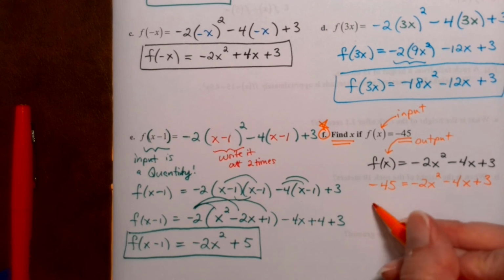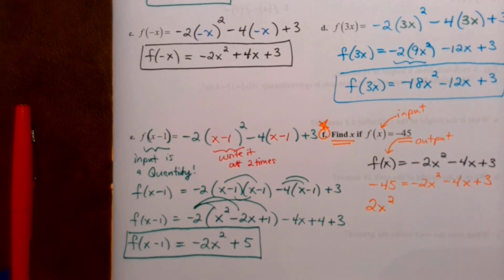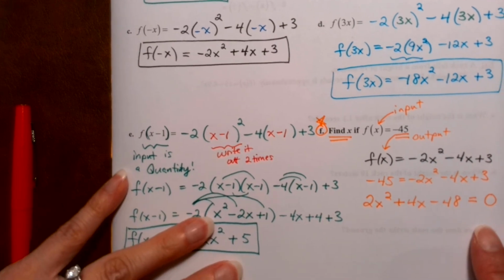I'm going to move everything to the left because I like factoring with positives. It just makes it a little easier. Switch sides. That'll be a positive 4x. And then if I minus 3, that's going to be negative 48. Very important here that you say equals something. Everything got moved over, so we have a 0. Equations have to stay equations. You have to have that.